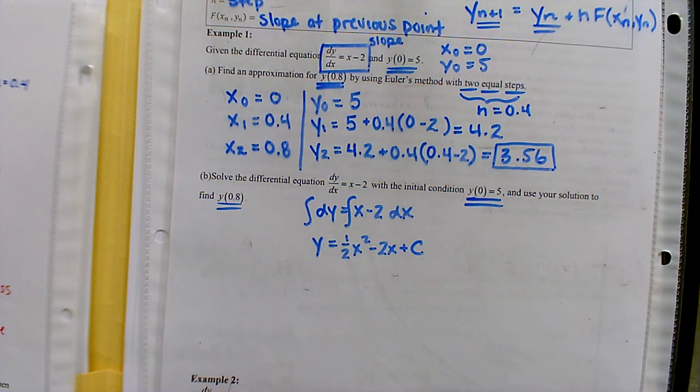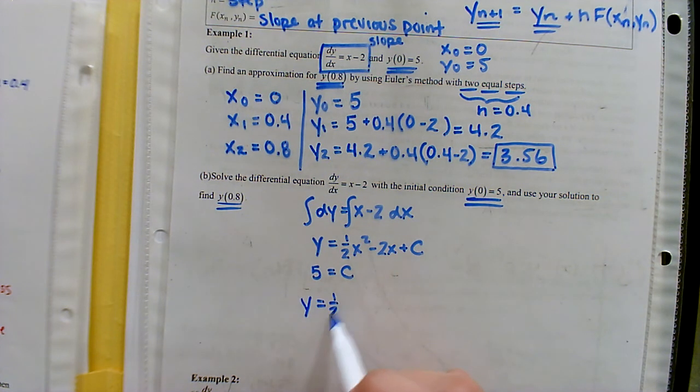Okay, don't forget the plus c. Can we figure out what c is? Let's go ahead and use that initial condition. If we were to plug in 0 for all the x's, the y value should be 5. But if we plug in 0 for all the x's, they're just going to go away, which means we're left with the c value of 5.